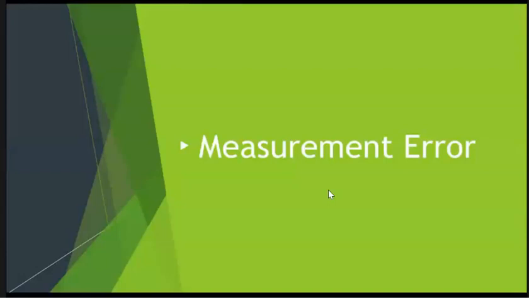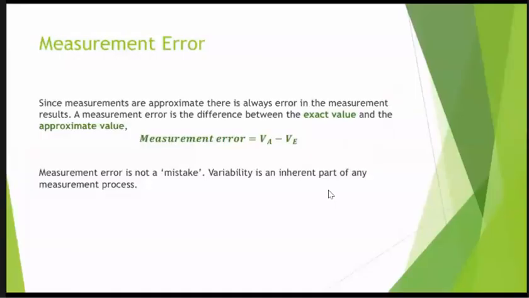Now, we're going to also go into measurement error. Measurement error refers to what happens when we're measuring. There's always going to be approximation, which leads to error in our measurement results.